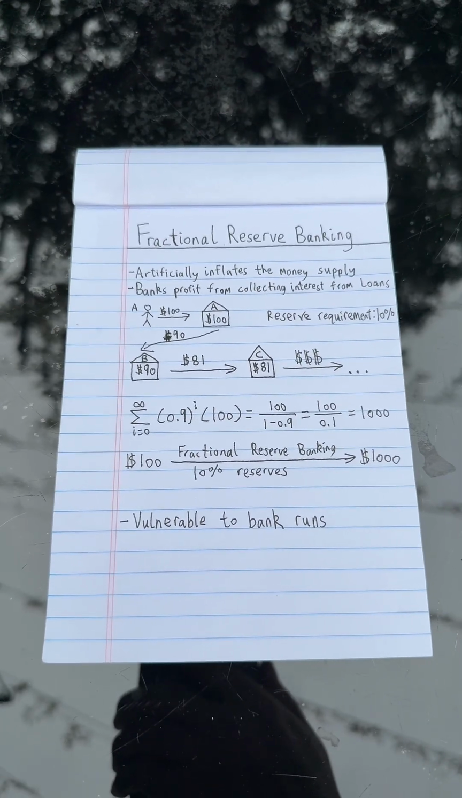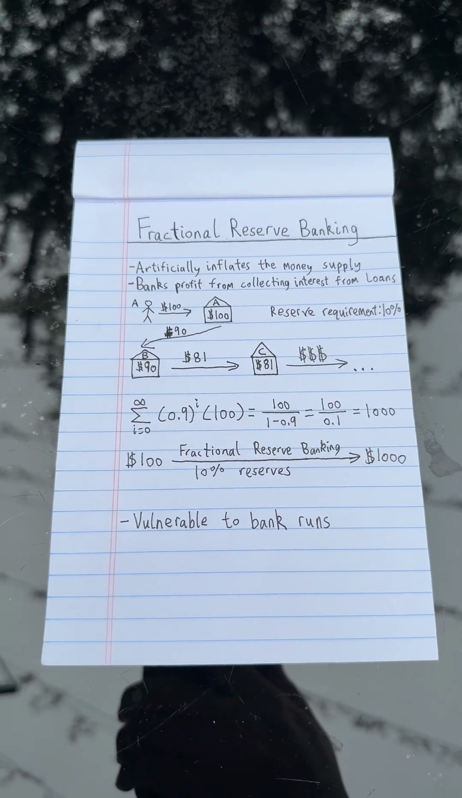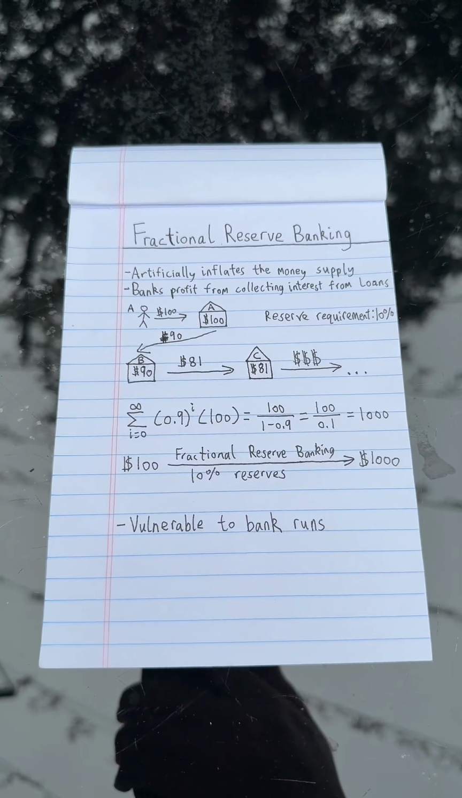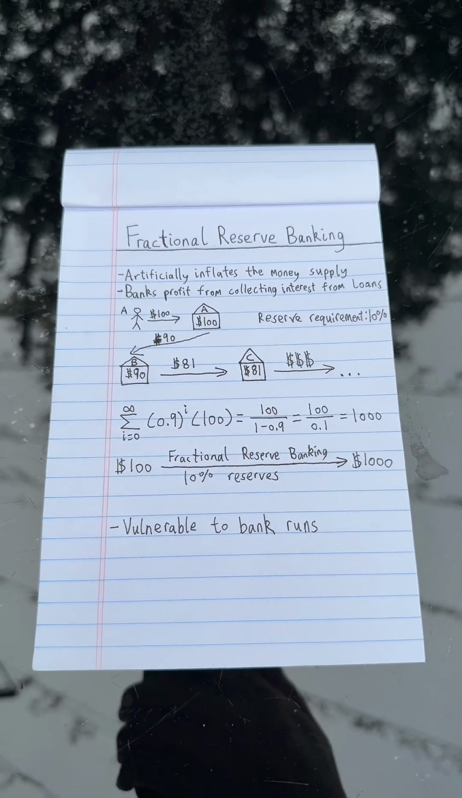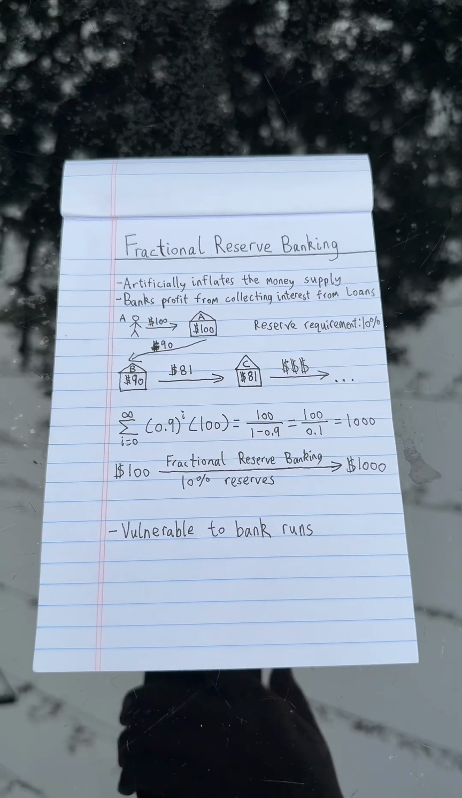And what a bank run is, if you do not know, is when a large amount of people or a large amount of depositors simultaneously withdraw large amounts of money from the bank, and this can cause the bank to fail.